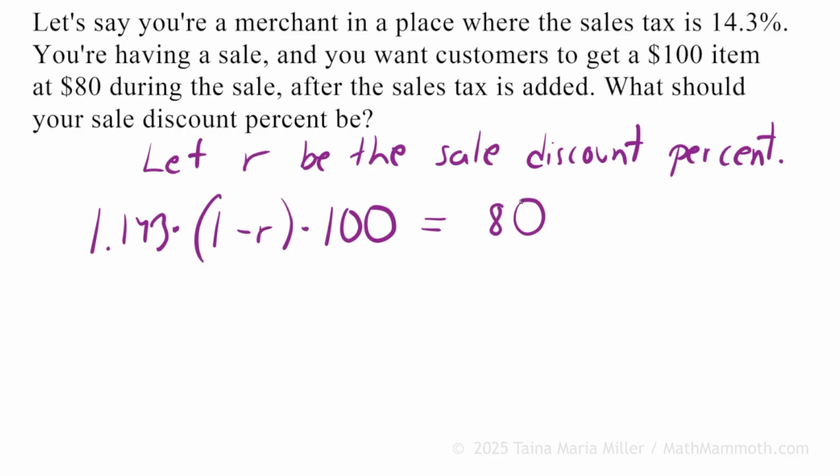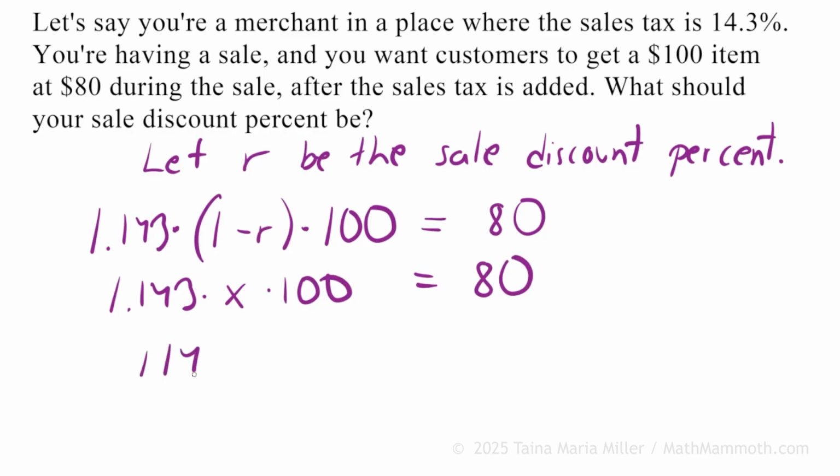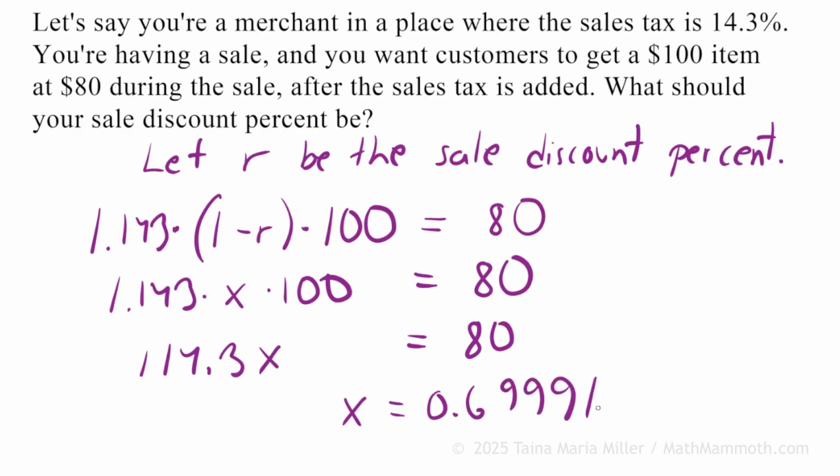The final price. At this point, I'm going to switch things just a little bit to make it simpler. Instead of using 1 minus r, I'm going to say that 1 minus r equals x. And I'm going to solve it for x. Then after I know x, I'm going to solve for r. It's going to be pretty easy at that point. All right, first we can simplify here. 100 times this decimal will be just a little bit over 100. So we will get 114.3x equals 80, then divide by that, and we get x equals 0.6999 and so on.